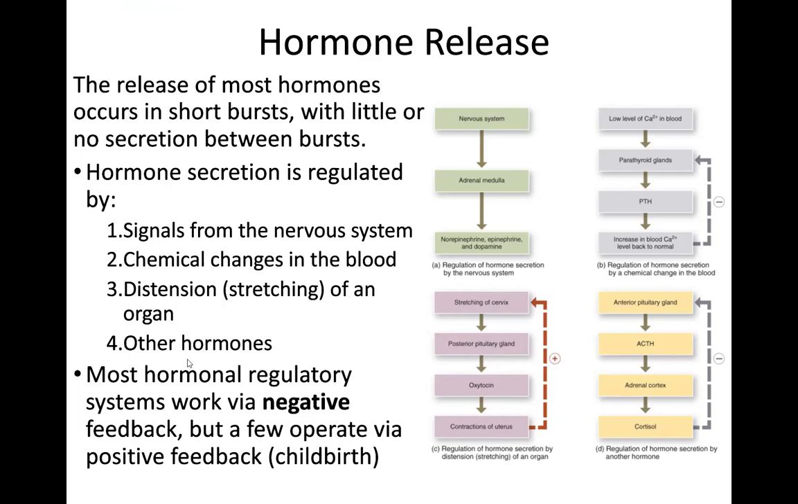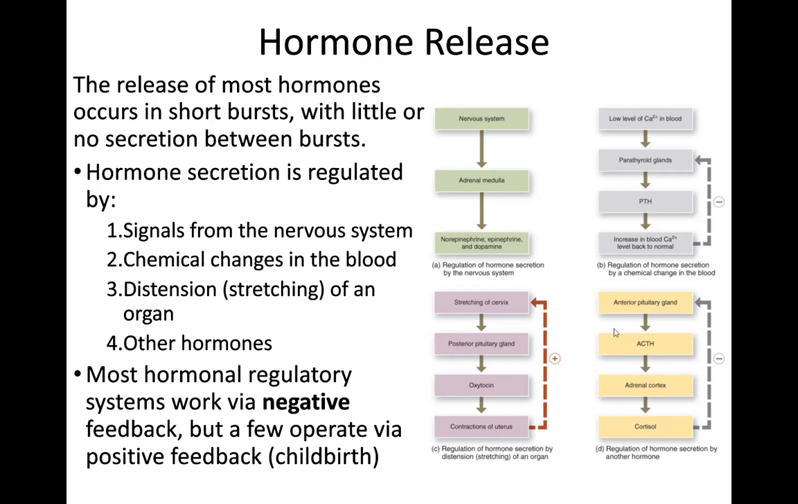Okay. And then number four, other hormones can trigger the release of hormones. And what you'll see sometimes is a hormone being released by one organ that triggers the release of a hormone by another organ, and then that triggers the release of a hormone from another organ. So it's kind of like this one tells this one, that tells this one to actually release it.